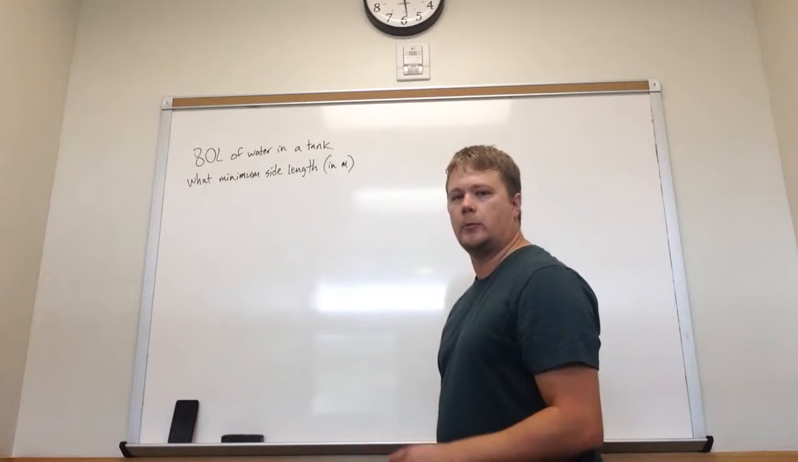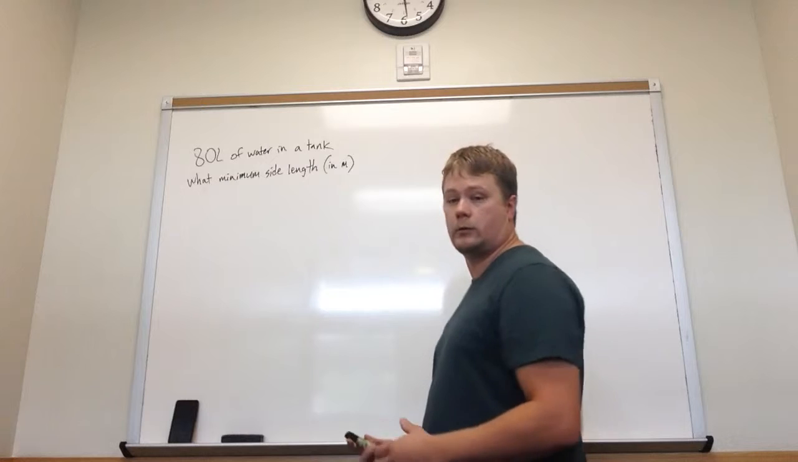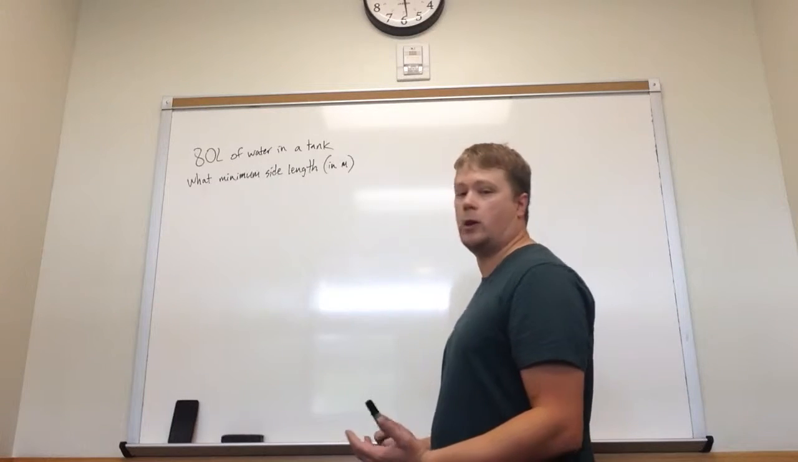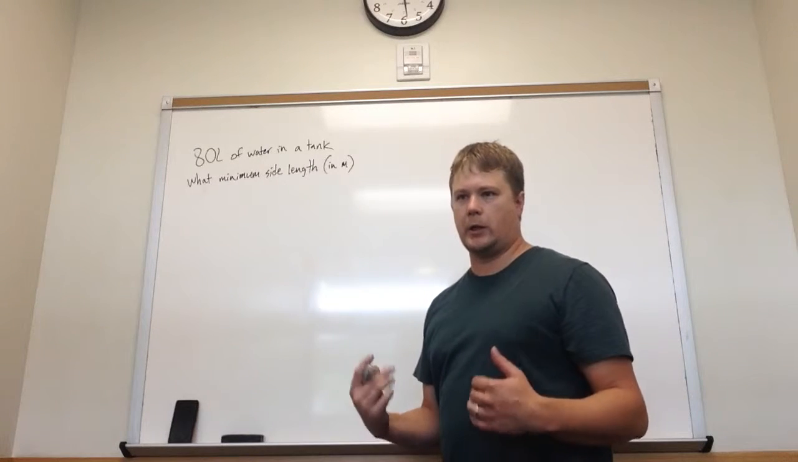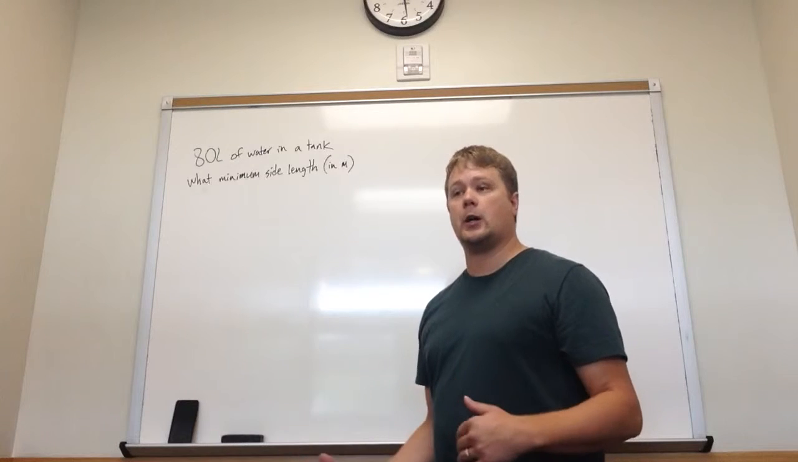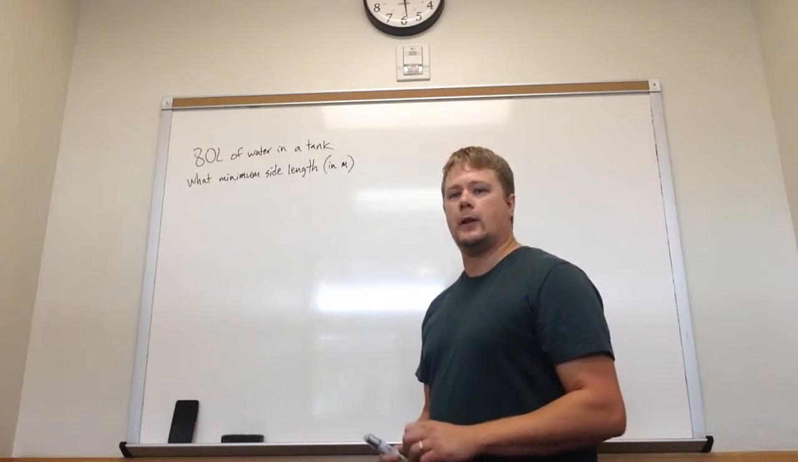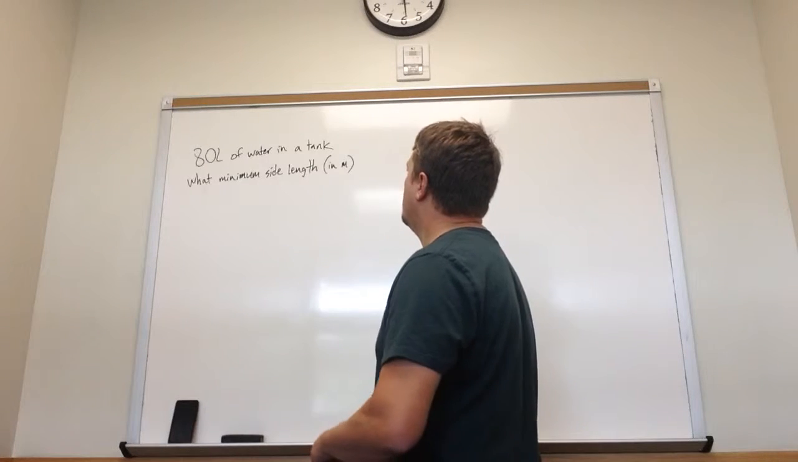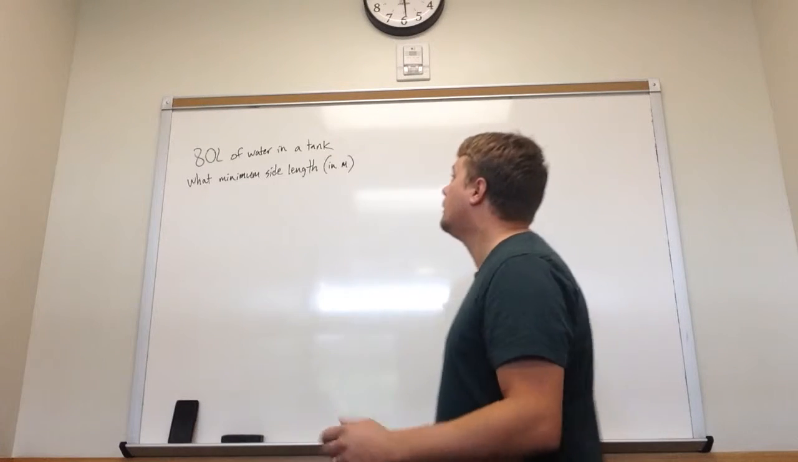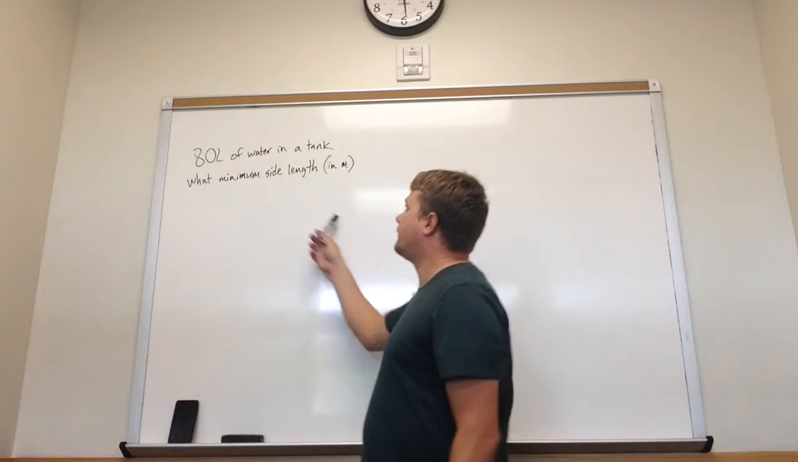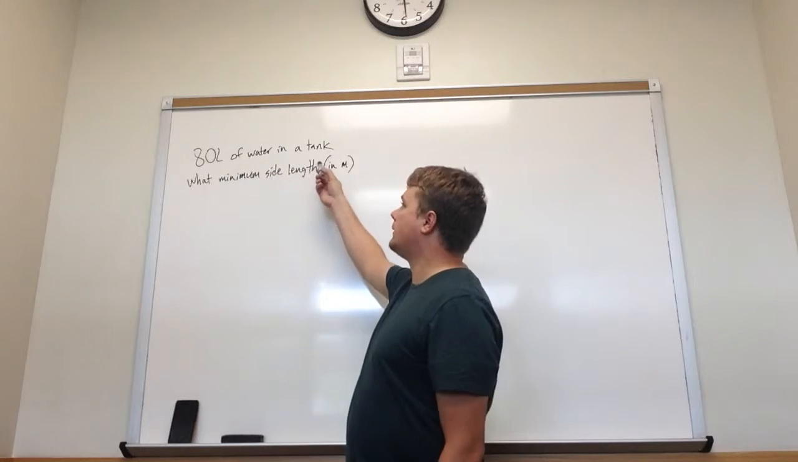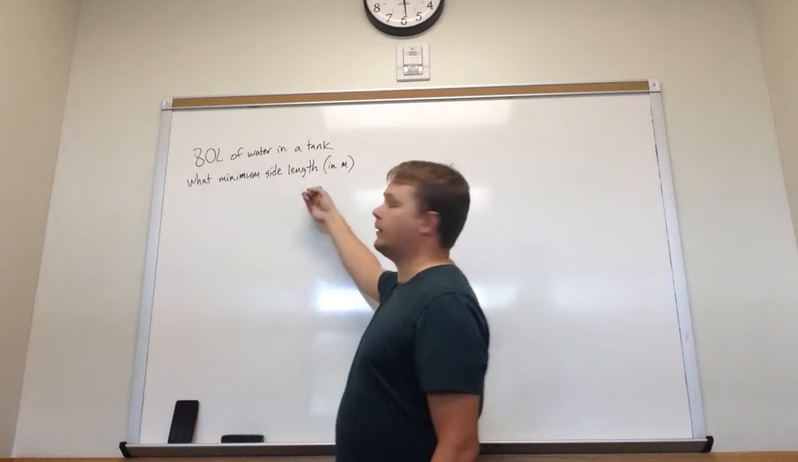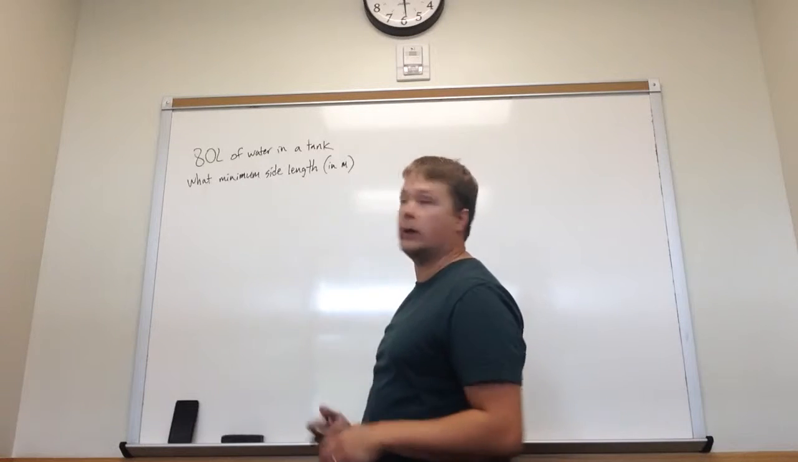This is a really common problem in beginning chemistry classes because they like to trip you up with converting something cubed to something that's not cubed, or vice versa. And that can be really confusing. It often leads to the wrong answer, and I'll show you why in a minute. But the problem asks: you want 80 liters of water in a tank, and what is the minimum side length in meters that you need?